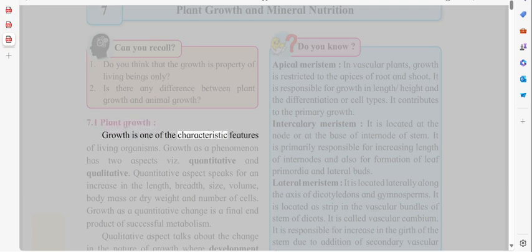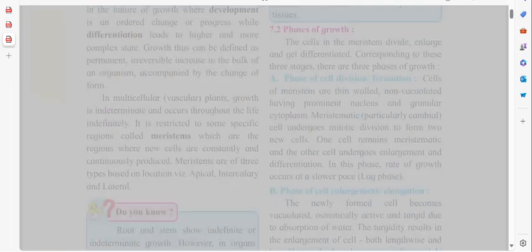Growth is one of the characteristic features of living organisms. Growth as a phenomenon has two aspects, viz. quantitative and qualitative. Quantitative aspect speaks for an increase in the length, breadth, size, volume, body mass or dry weight and number of cells. Growth as a quantitative change is a final end product of successful metabolism. Qualitative aspect talks about the change in the nature of growth, where development is an ordered change or progress while differentiation leads to a higher and more complex state.